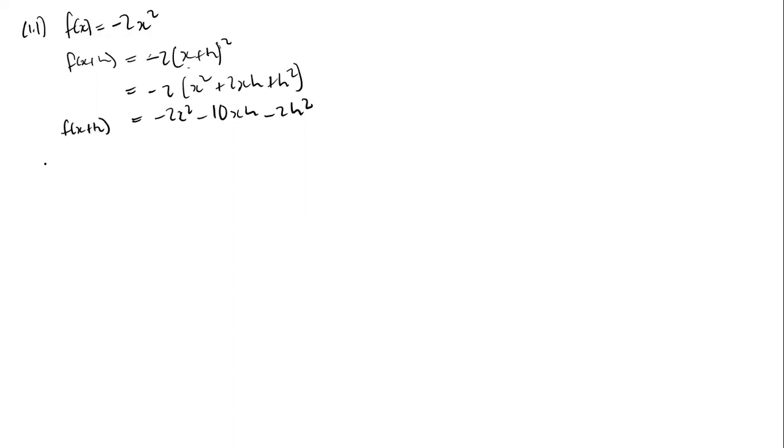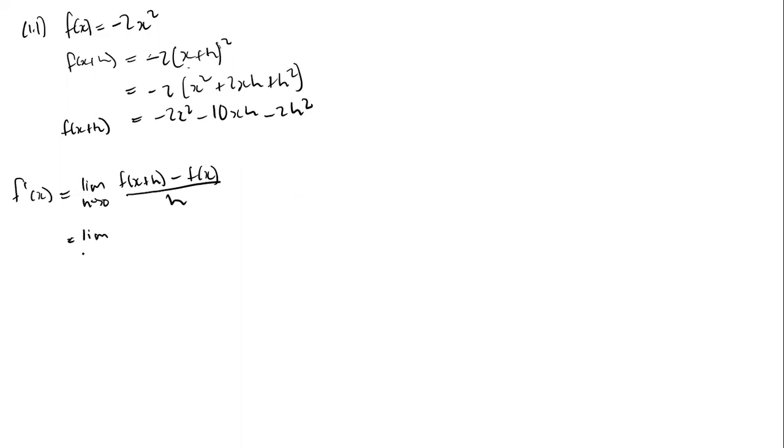Now, let us determine the derivative using the first principle formula. So you're going to say the first derivative of this function is equal to the limit as h approaches 0. Now remember, here on top we have f at x plus h, subtract f at x, divided by h.